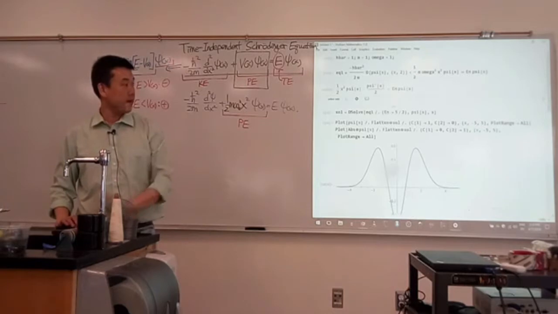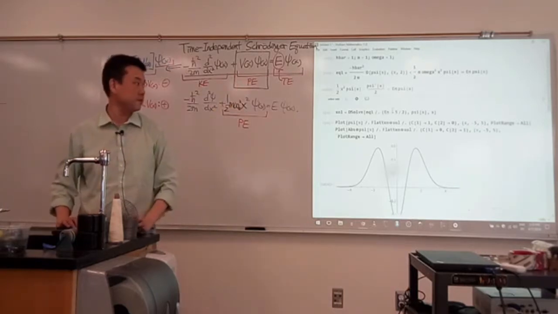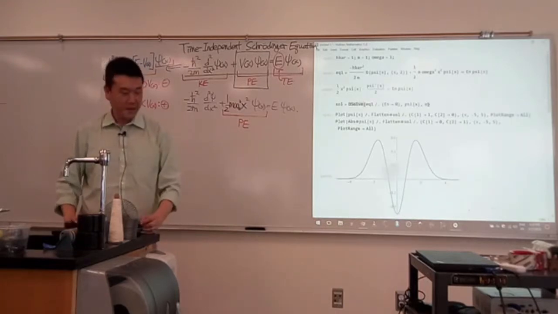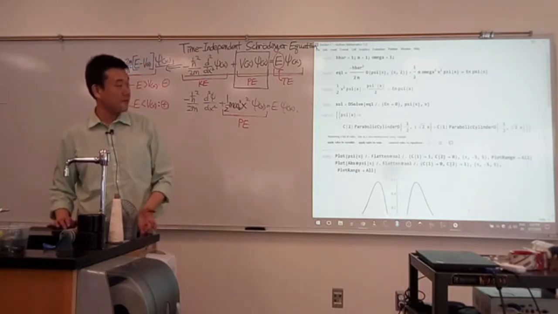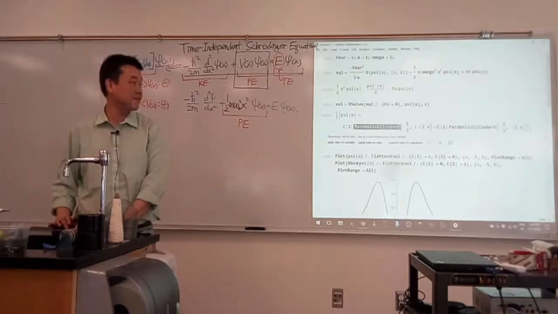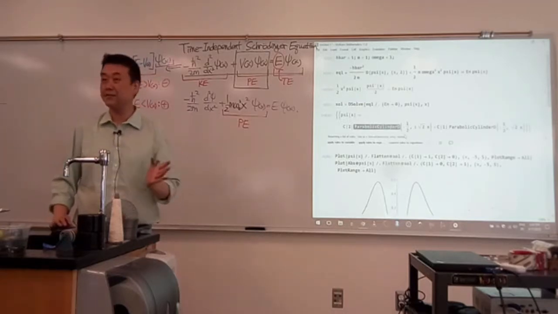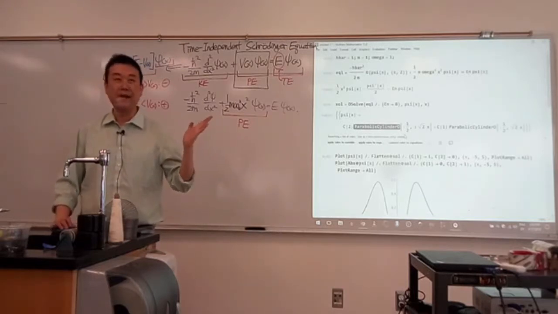Let me show you mathematically that energy of 0 is not a possible result here. Let me try to plug in 0 energy. I want 0 energy for my solution. Mathematica somehow still comes up with a solution. Maybe you have no idea what parabolic cylinder D is. I have no idea either. Mathematica has a lot of special functions. Most of them are solutions to differential equations.